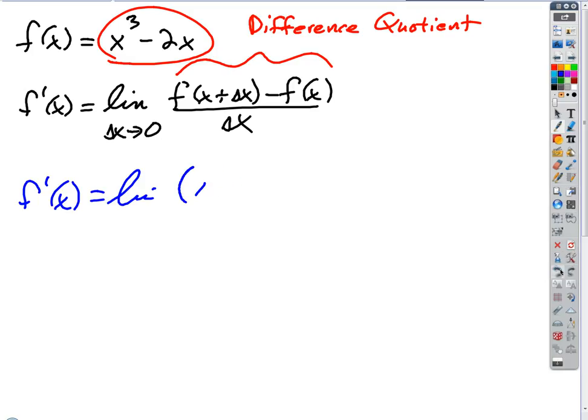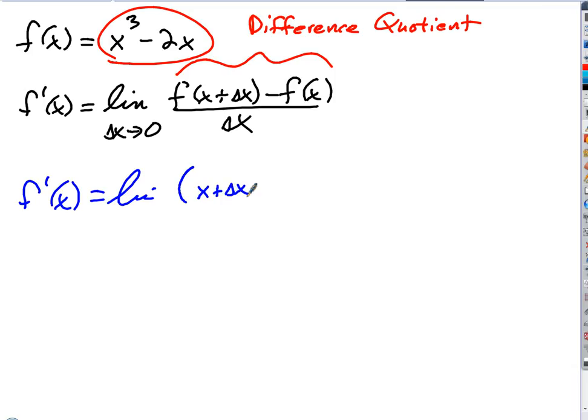Okay, good. Every place, now think about the pattern. Here's the pattern, right? X is our input, but really what this is saying is f of input equals input cubed minus 2 times input, right? What's the input though? The input this time is that whole quantity x plus delta x, right? So instead of an x cubed, I'm going to get x plus delta x cubed, minus 2 times X.